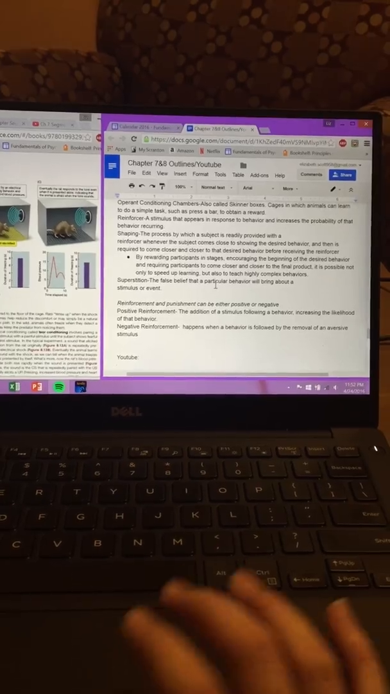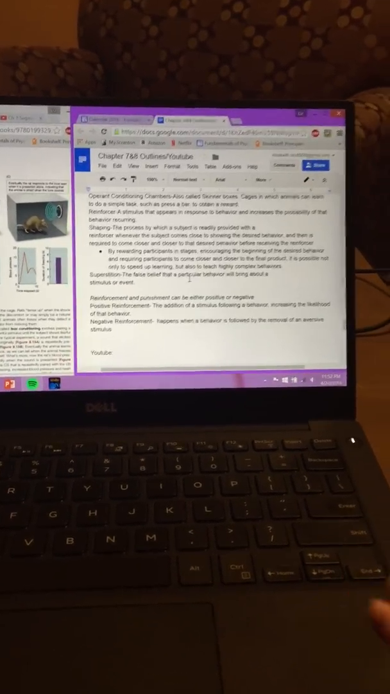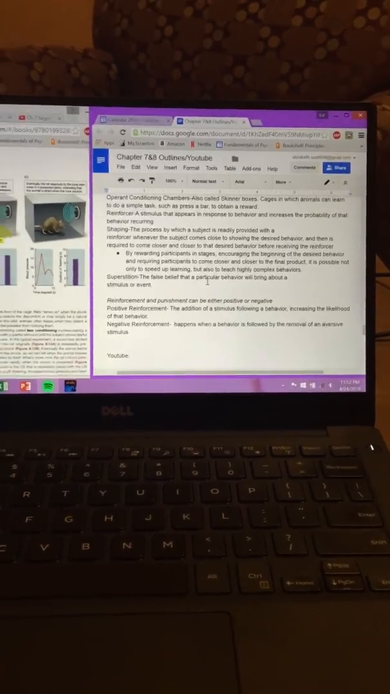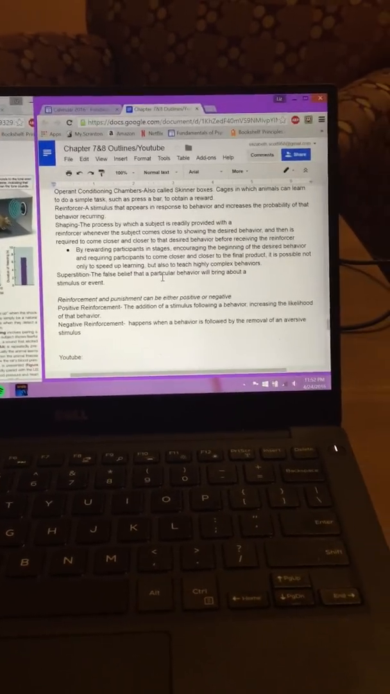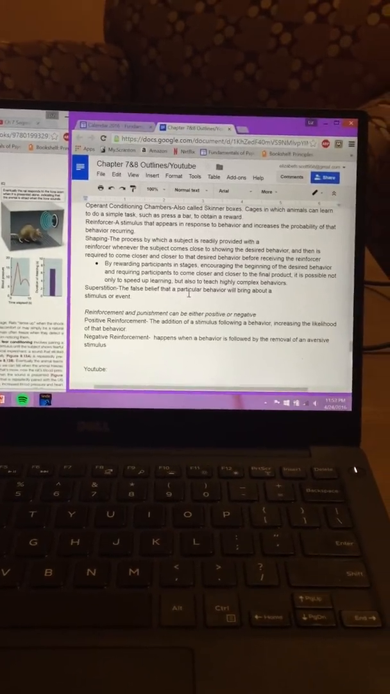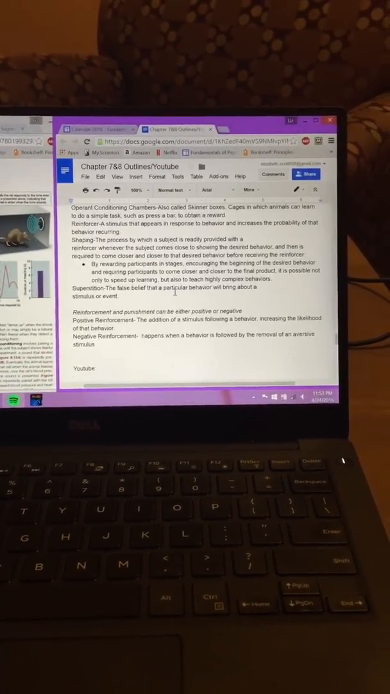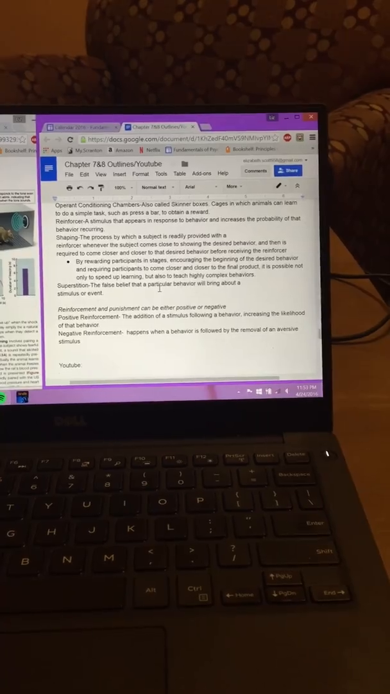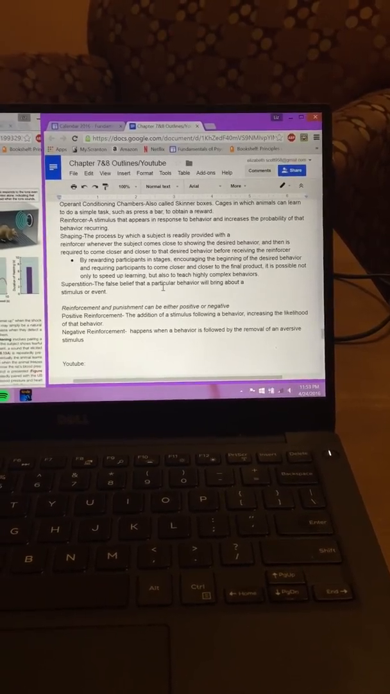Reinforcement and punishment can either be positive or negative. A positive reinforcement is the addition of a stimulus following a behavior that will increase the likelihood of that behavior. And a negative reinforcement is when a behavior is followed by the removal of an aversive stimulus, something that is not liked.